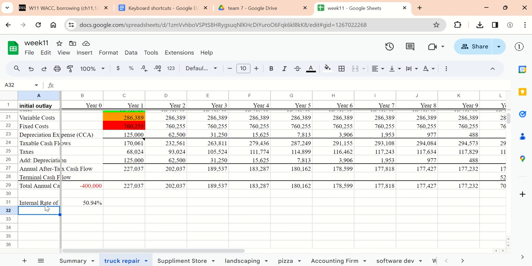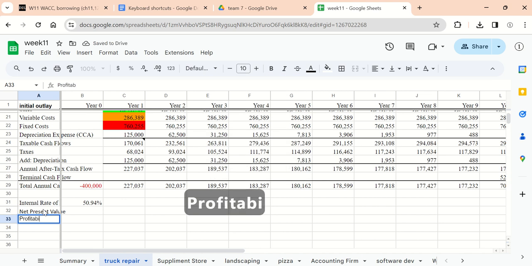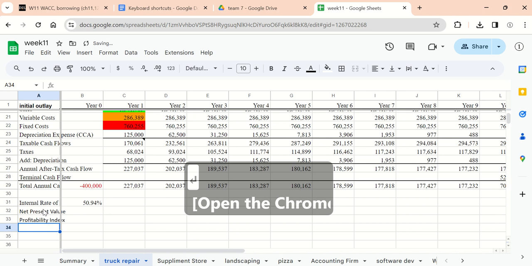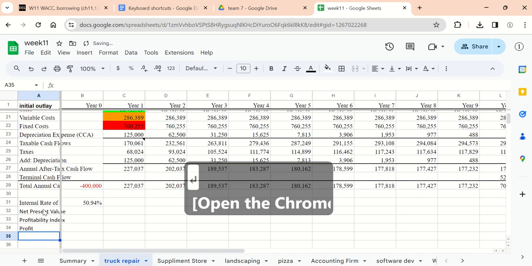So I'm going to go under the internal rate of return and type in net present value and profitability index. And then profit. Profit, and then hit delete, not autofill.